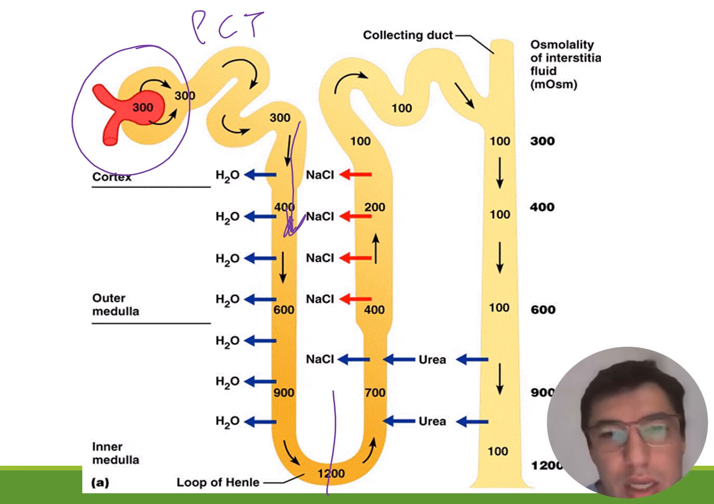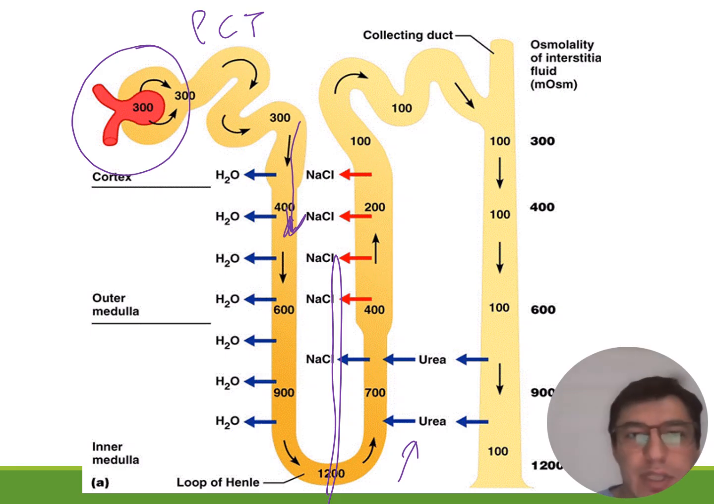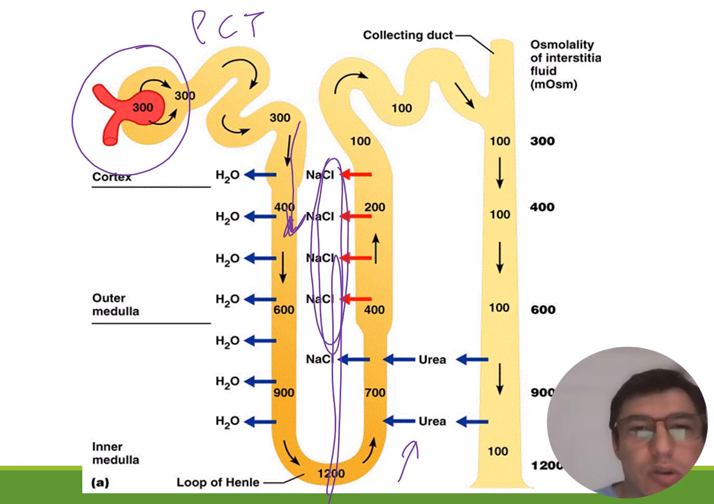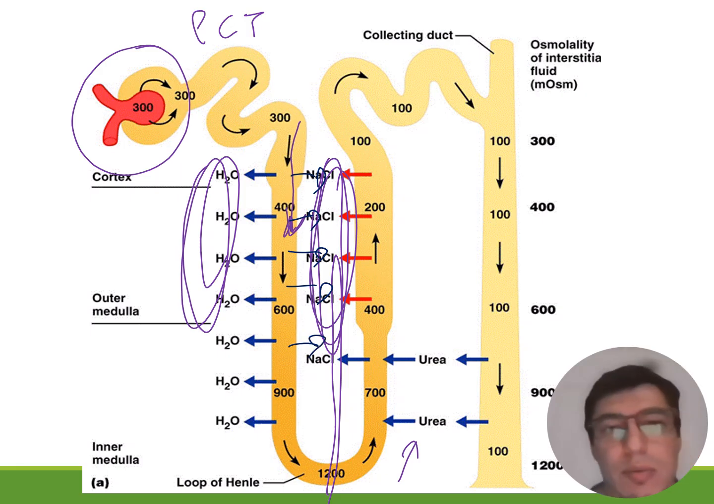Now, as we go into the ascending limb of the loop of Henle, we have active secretion of the solutes, and that is sodium chloride. Now we're losing a lot of that concentration gradient, which we need, because if the salt is out here, it allows for the water to go outside of the descending limb. That is again the positive feedback concept that we were talking about.